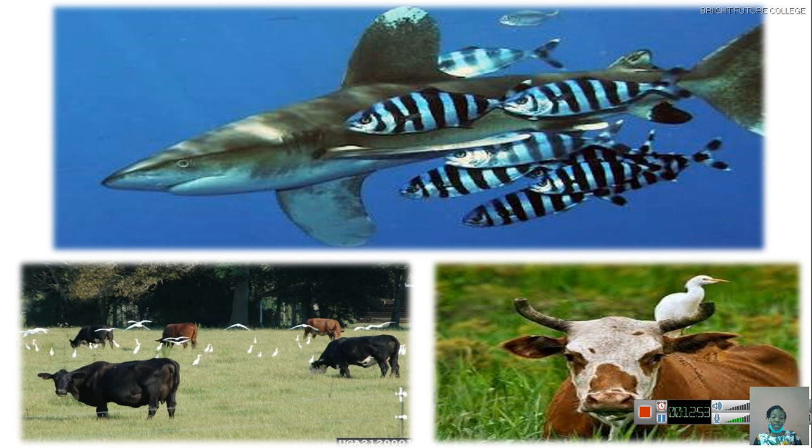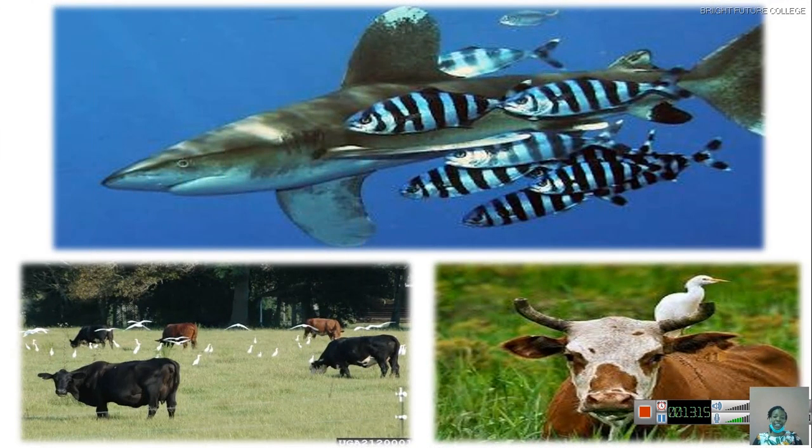The egret benefits from the cow, whereas the cow suffers no loss or harm. You see what we are talking about? So only one benefits, okay? So we call that they are what? They are in a commensal what? Relationship.